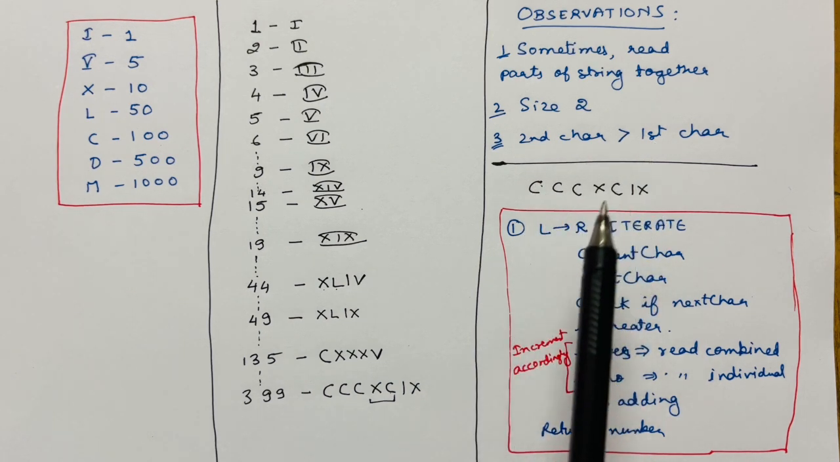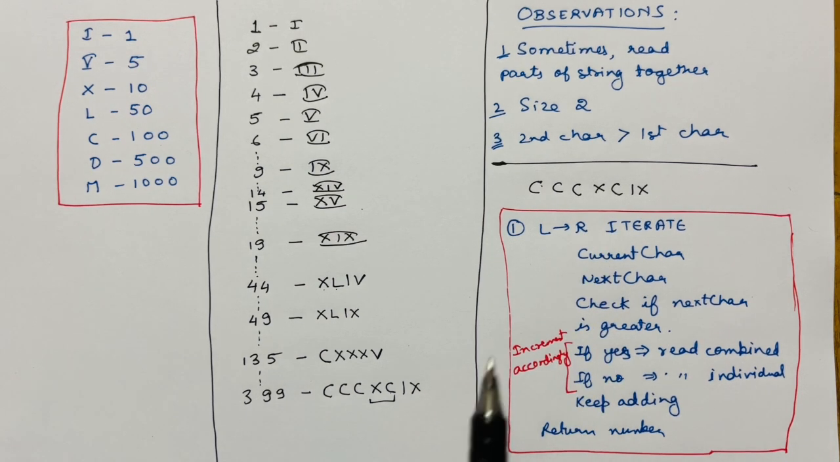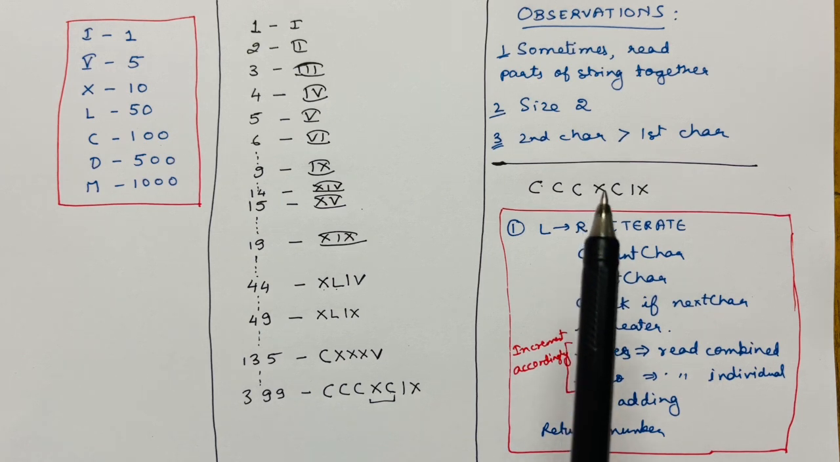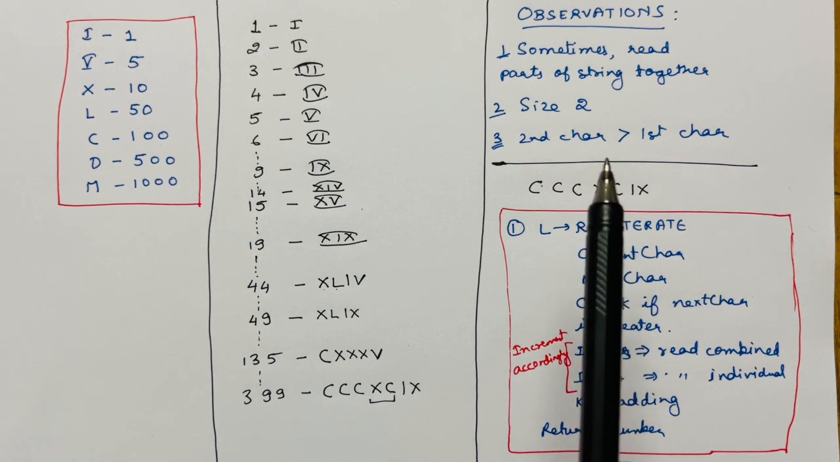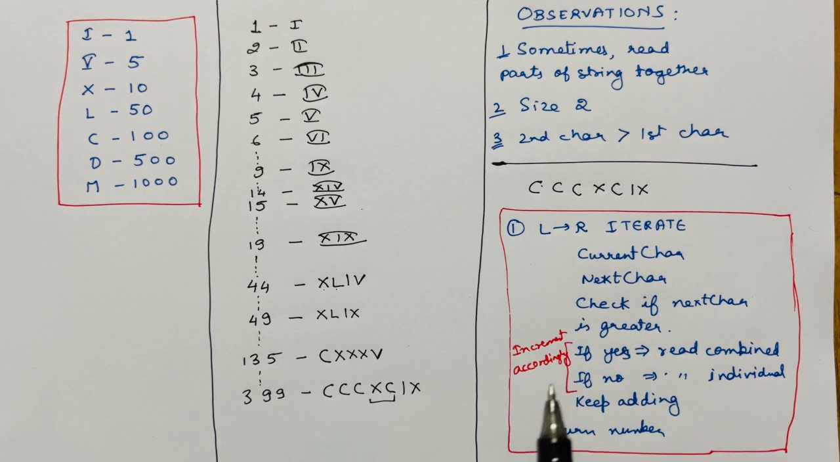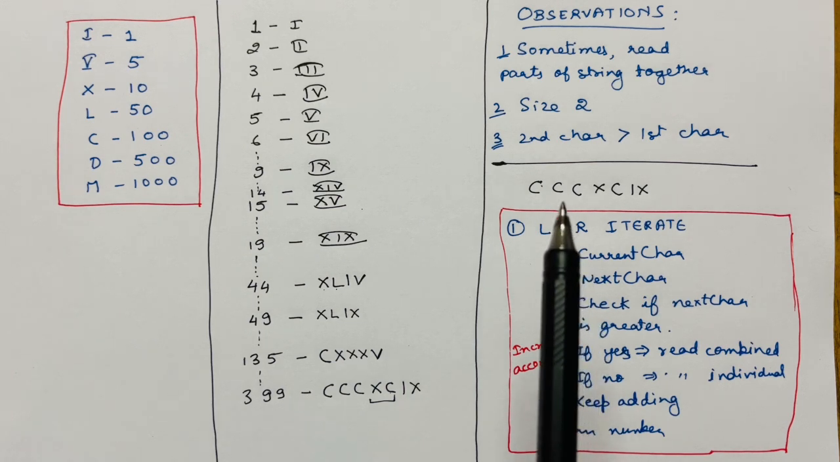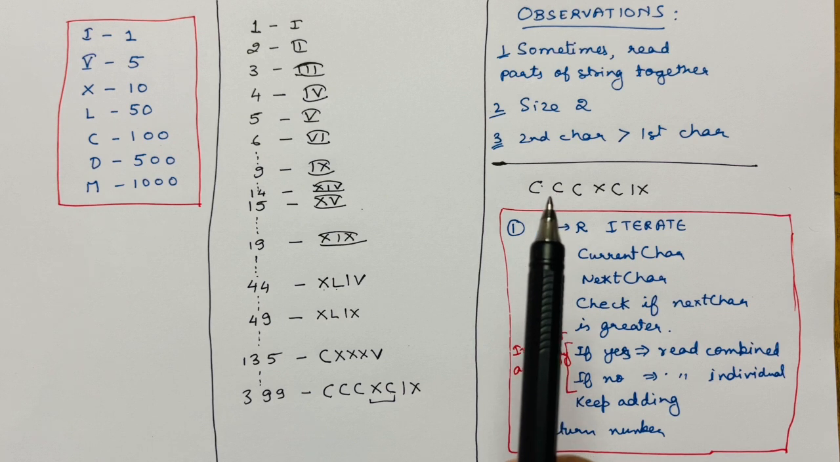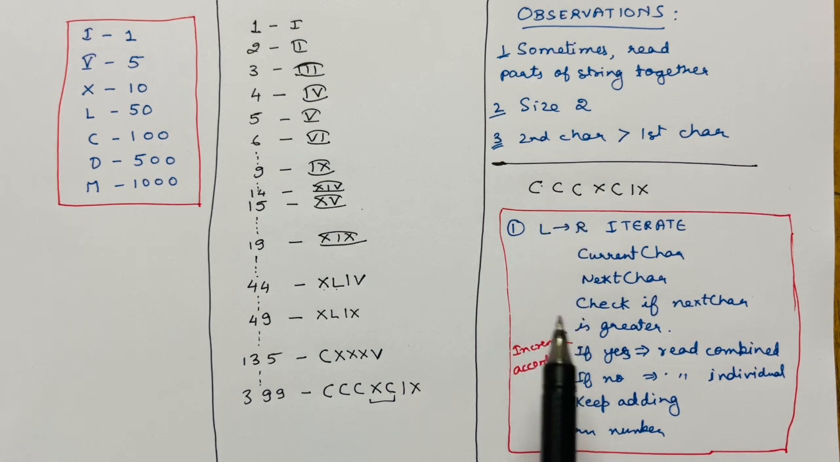If it is, like the case here, XC, then what do we have to do? We have to read the value combined. We don't have to read this as 10 and this as 100. We have to read this as combined, and we will say that this is 100 minus 10, 90. But if there is no greater character ahead of it, for example in this case or in this case, then we will just read it individually.